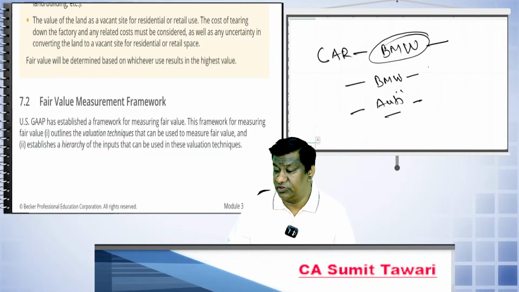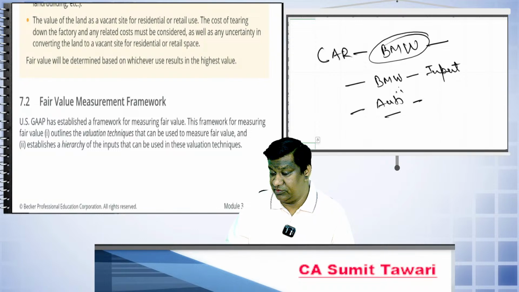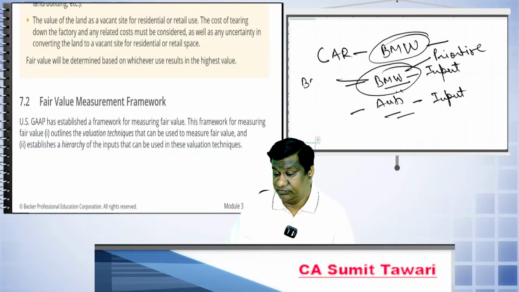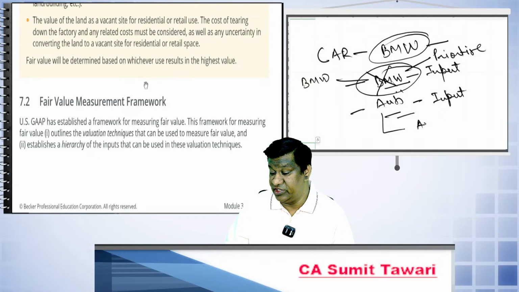You want to value your car, and you have an input for a recent transaction of sale of BMW and a recent transaction of sale of Audi. Of course, if you have a value of the BMW, you are going to prioritize it, meaning you are going to use the value of BMW. If you don't have the value of BMW, then maybe you can use the value of Audi and make a certain adjustment.